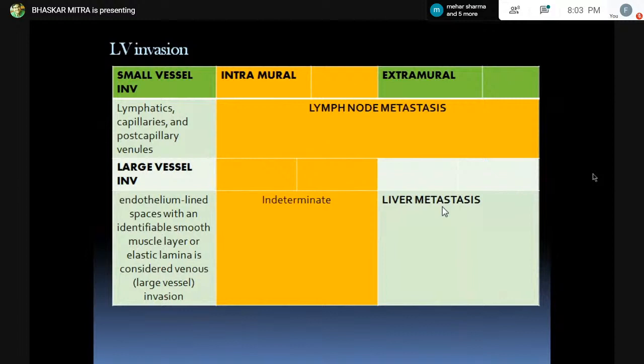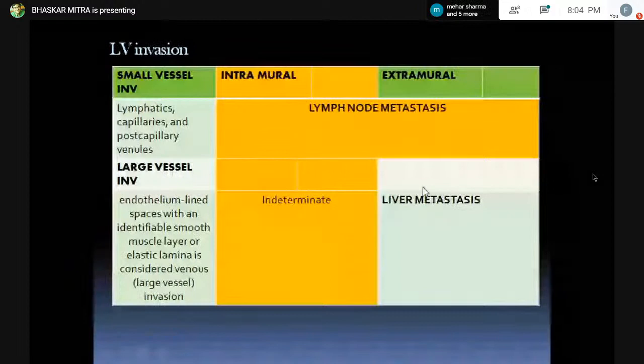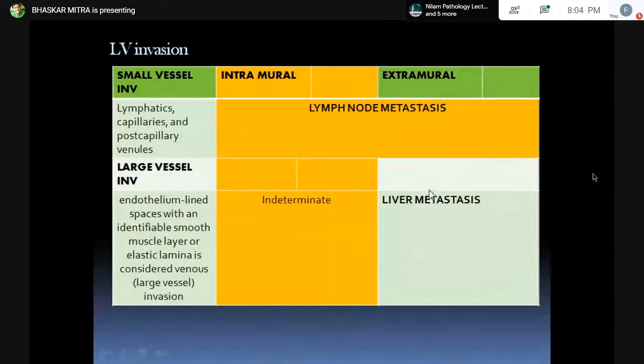If the small vessel involvement is both intra and extramural, it suggests more chances of lymph node metastasis. This is important. Now, if the large vessel involvement is there and it is on the extramural part, it suggests more chances of getting a liver metastasis. So EMVI, extramural vascular invasion, suggests more chances of liver metastasis and poorer prognosis. The importance of intramural large vessel invasion is still indeterminate. So, small vessel involvement suggests more lymph node metastasis, and EMVI suggests more chances of liver metastasis.